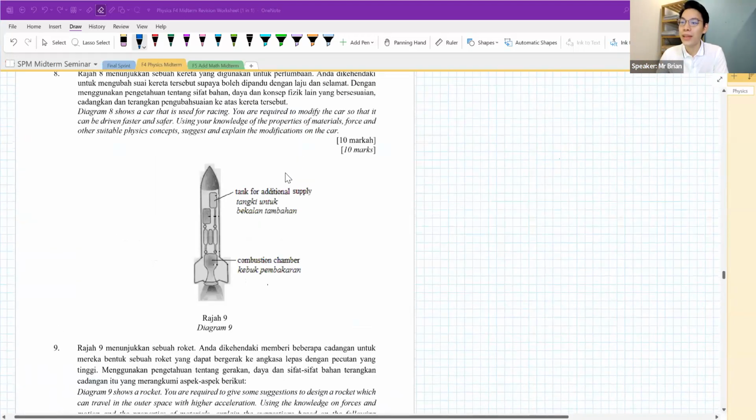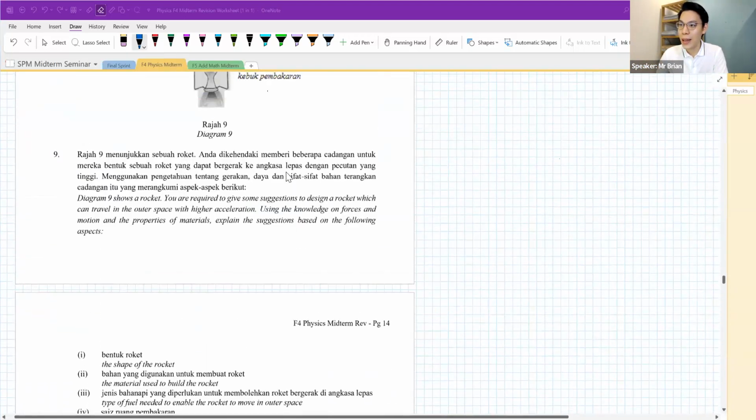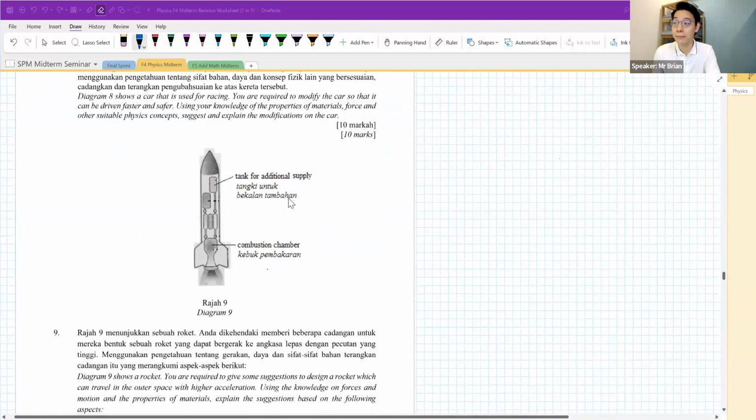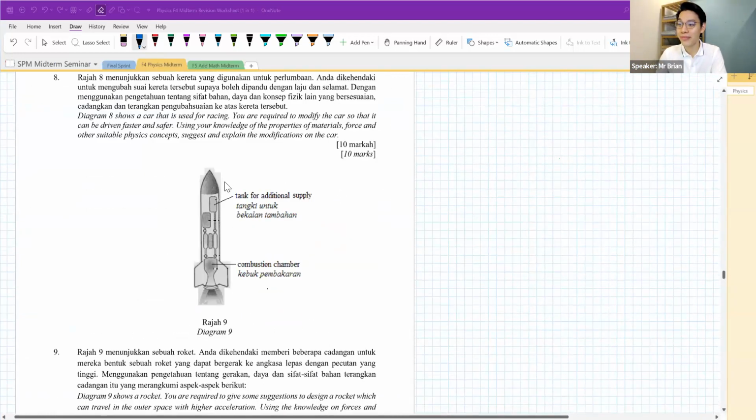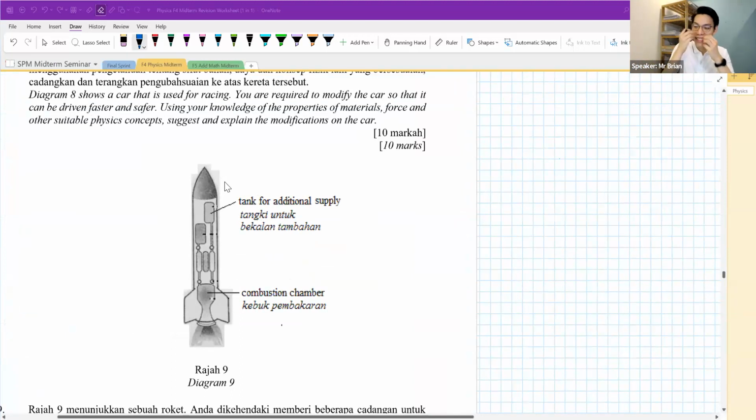Okay, so let's look at this rocket. I will explain the working principle in page number 13. So we have a few things. Just give me a quick few minutes. We have a few things here.